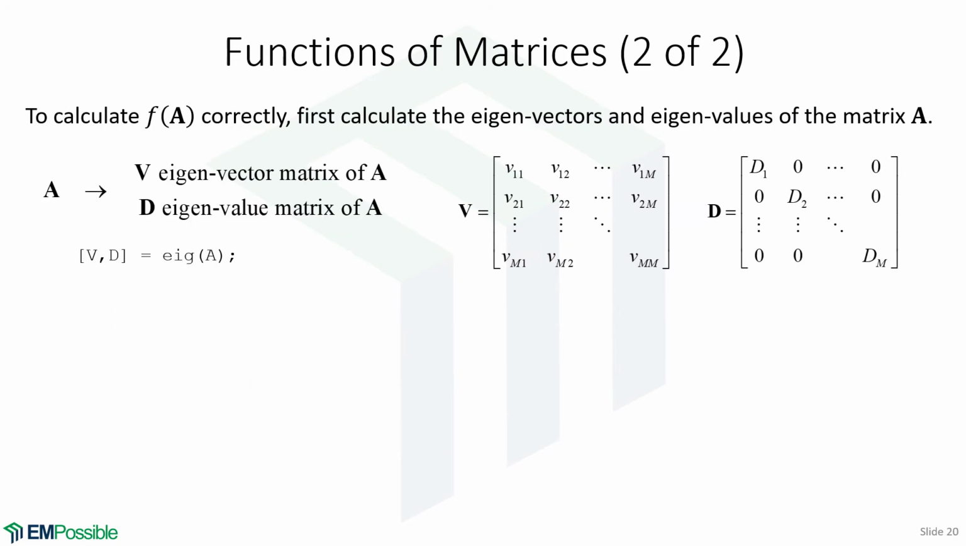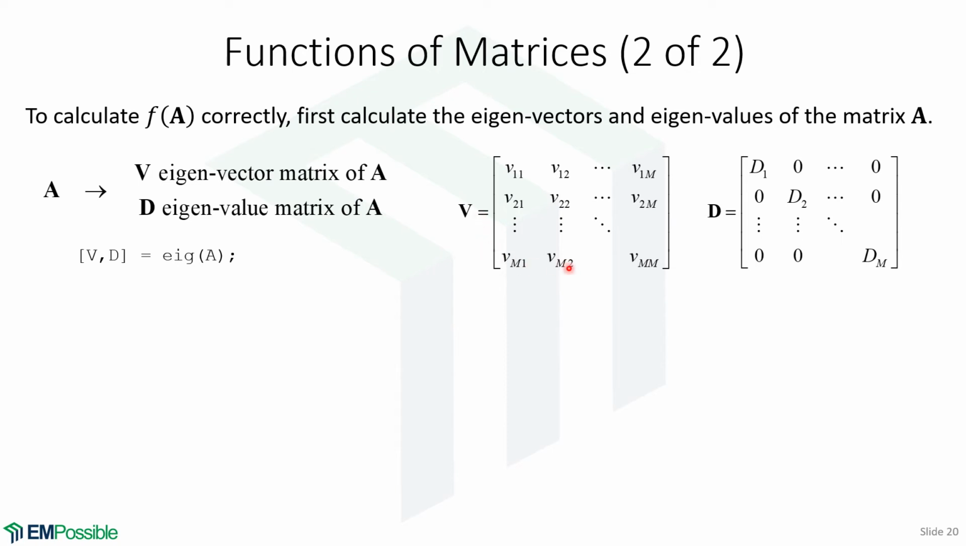The first thing we'll do is take that matrix A and calculate its eigenvectors and eigenvalues. In MATLAB, this is real easy to do. We just call eig(A), and out comes a matrix with the eigenvectors and a matrix with the eigenvalues. The meanings of these we'll get into in a little bit.